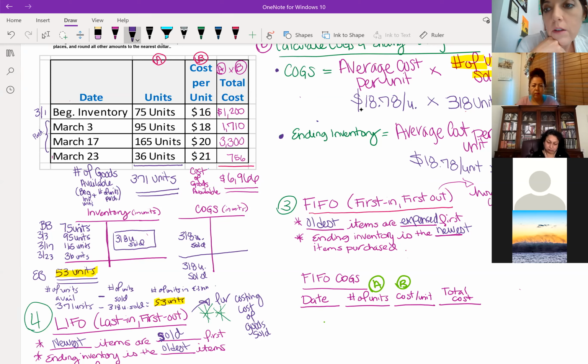FIFO and LIFO are directionally telling us how to expense inventory. Their names stand for how we expense cost of goods sold. Under all of the methods, we will always expense the same number of units, and we will always have the same number of units on hand in ending inventory.